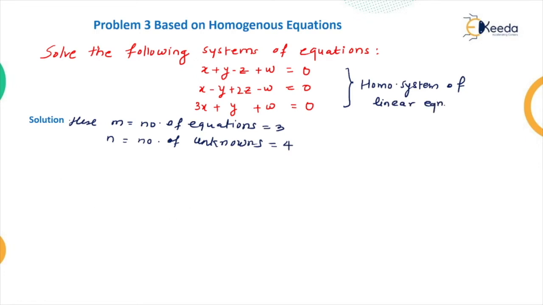Now you know very well how to solve a homogeneous system of equations. We follow this example step-wise. What is the first step? Write the matrix form of the given system.